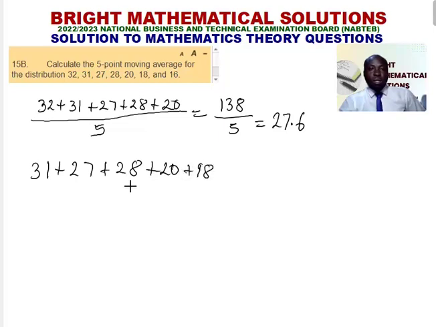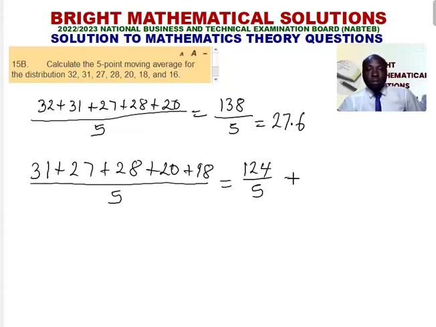For the second one, we have 31 plus 27 plus 28 plus 20 plus 18 divided by 5. So after it's been added together, it gives us 124 over 5, and that gives us 24.8.